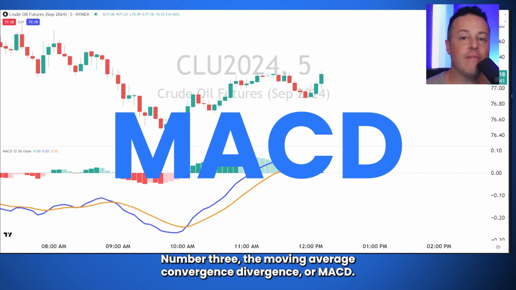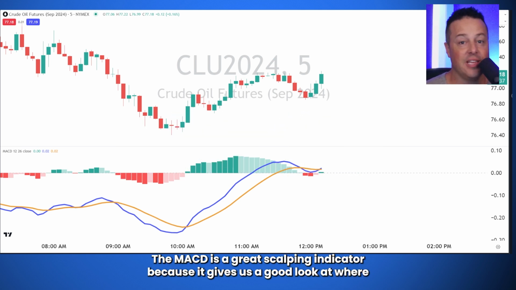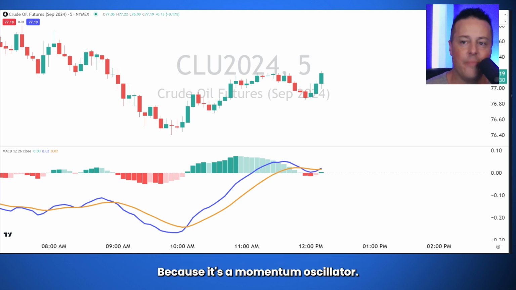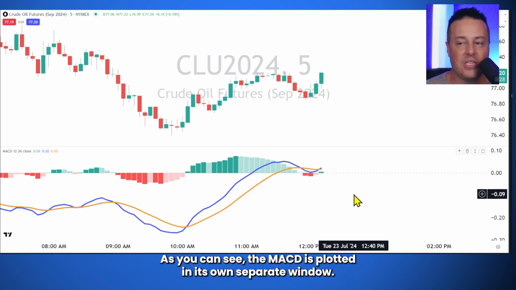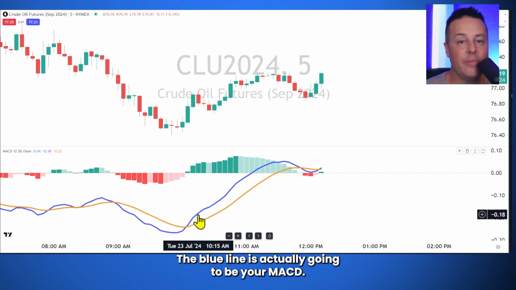Number 3, the moving average convergence divergence, or MACD. The MACD is a great scalping indicator because it gives us a good look at where pressure in the market may be building or where it may be subsiding. Why? Because it's a momentum oscillator. As you can see, the MACD is plotted in its own separate window. The tan line is going to be your signal line. The blue line is actually going to be your MACD.